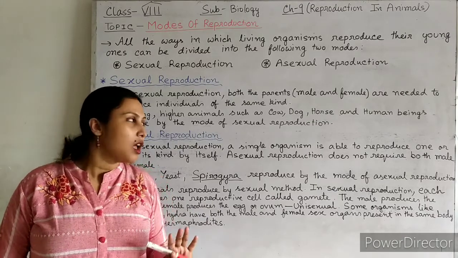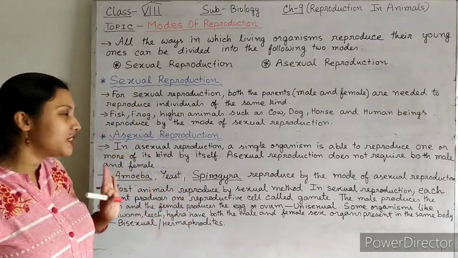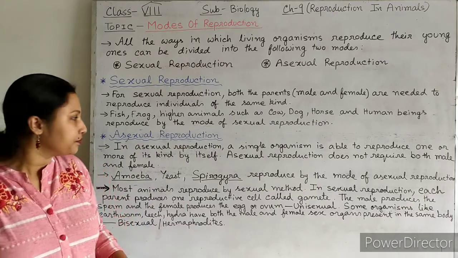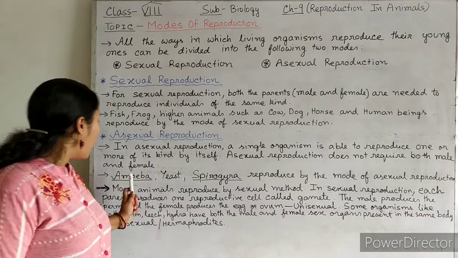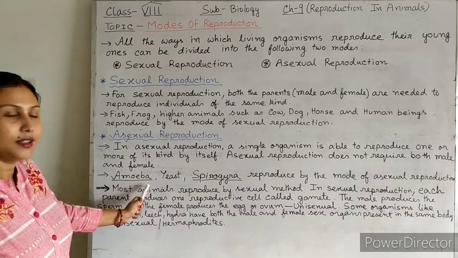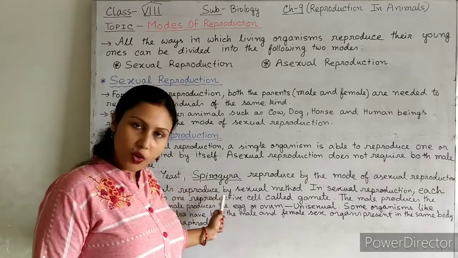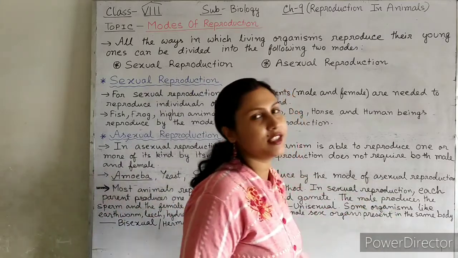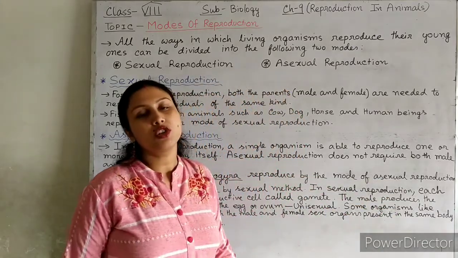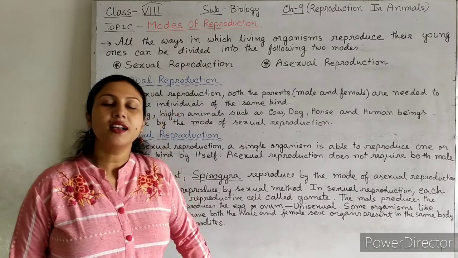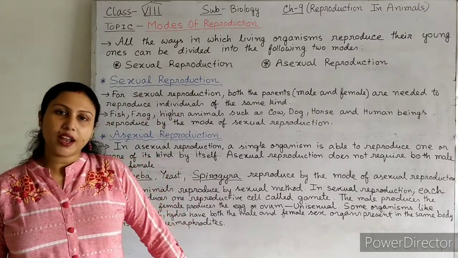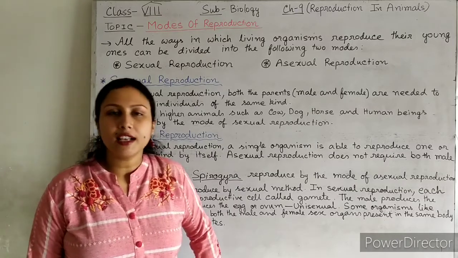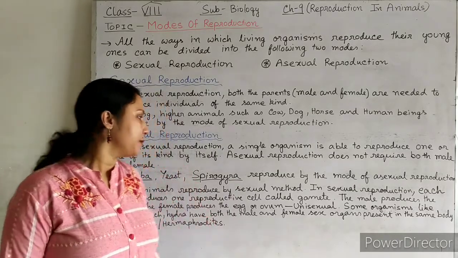So this is the major difference between sexual and asexual reproduction. Organisms like amoeba, yeast and spirogyra reproduce by the mode of asexual reproduction.